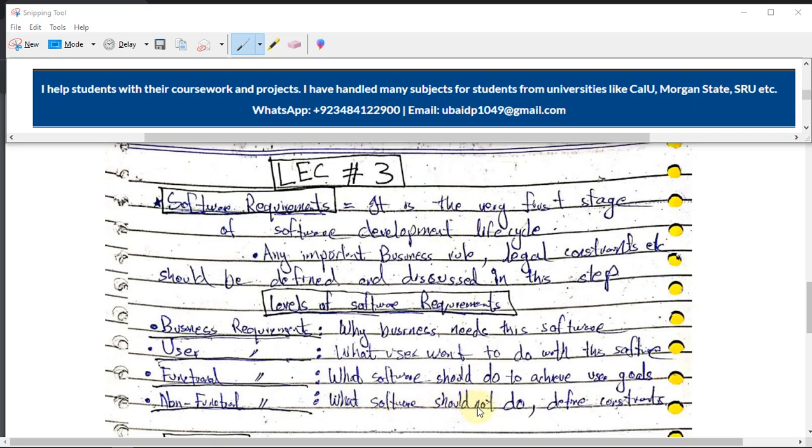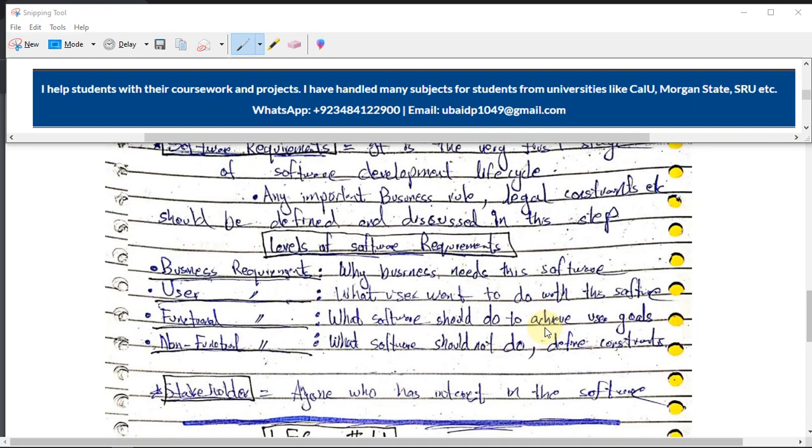So it covers what the software should not do, or it means that there will be some constraints for this project. Like if you want to execute that project on Windows or Mac or Linux, maybe specify that in the very first stage, in the software requirements, so that when you have developed that software, there should not be any issues about the execution of the project, right?